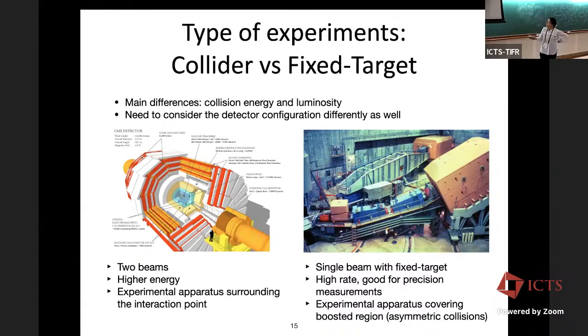For example, the collider, as we talked about, has two beams. The advantage of the collider is it can achieve high energy. Since the interaction point is here and you have head-on collisions, the detector, the apparatus for the experiment, normally surrounds the interaction point with an onion structure. The fixed target, this is one of the examples in the SLAC experiment, has a single beam with a fixed target. It can be a gas target, it can be liquid, it can be solid.